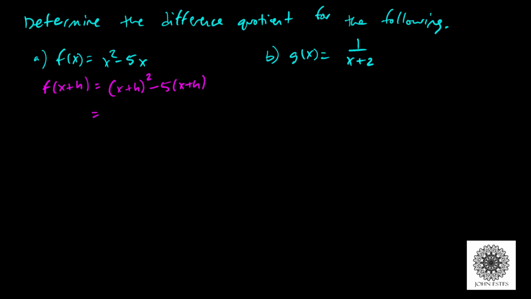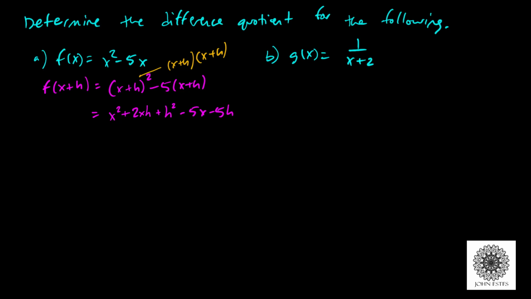And let's simplify that out a little bit. If you square the quantity x plus h, that's x squared plus xh plus another xh, right? You're foiling there, plus h times h, which is h squared. Again, what I did there was x plus h times x plus h. Now I have a minus 5x minus 5h as well, because I have to distribute that negative 5.